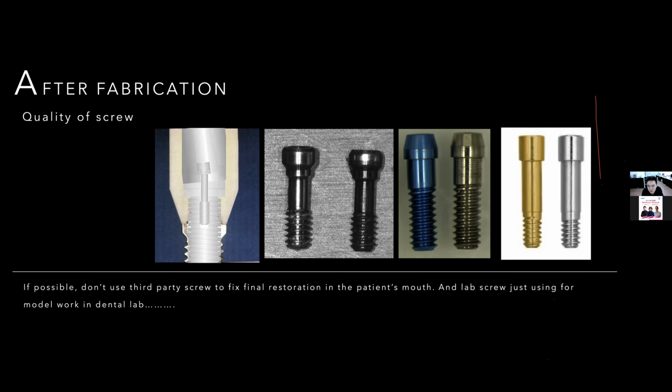And the final thing is the lab screw. I said third party is like the lab screw, because the lab screw is just for you to test the fit on your model on the analog, not to fix on the final restoration. So the lab screw is cheaper and doesn't matter during the test. But when the dentist tightens it to 20 Newton or 50 Newton, later it will be broken or fail. So this is not good.